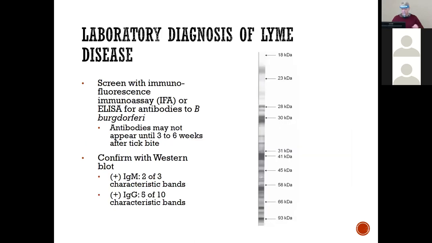So we do screening. We're going to try to do the screening downstairs today for antibodies to Borrelia burgdorferi, but they may not appear until 3 to 6 weeks after the tick bite. So it's not one of those like, oh my gosh, we pulled a tick off a guy in the ER and we'd like a Lyme test. We can do that, but is the antibody going to be up to the point of the tick bite, right?